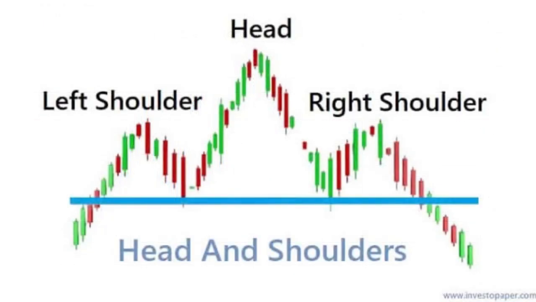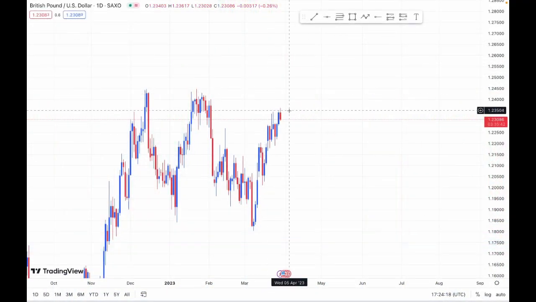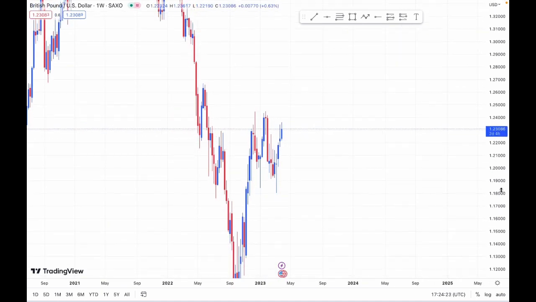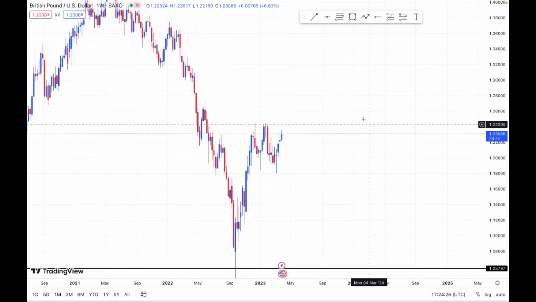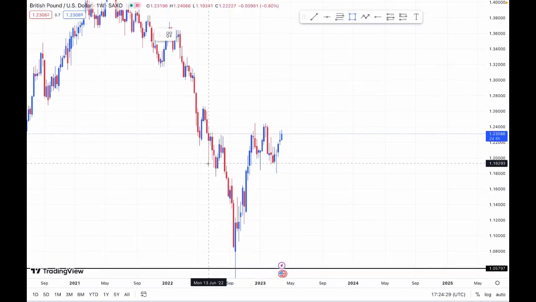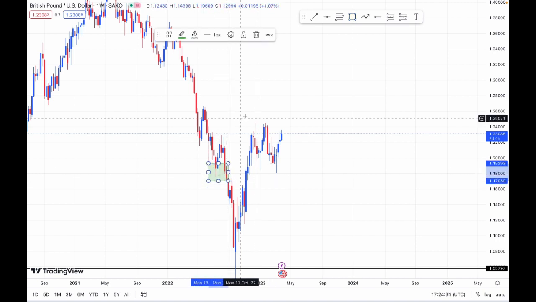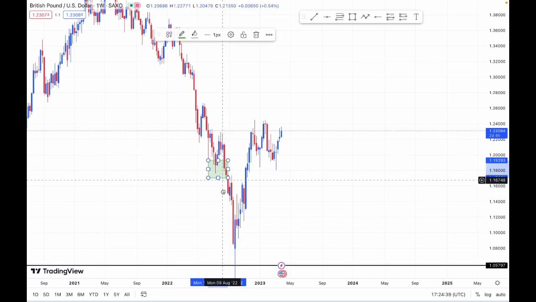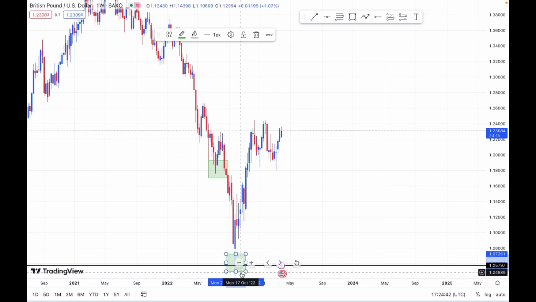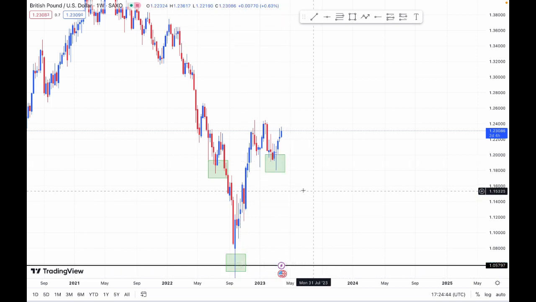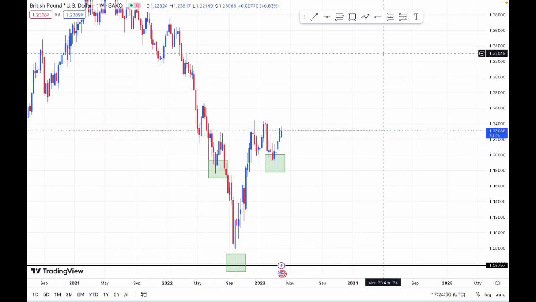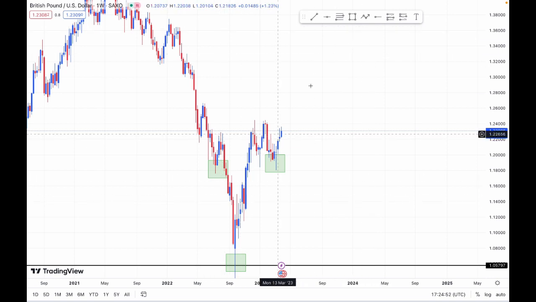Now head and shoulders patterns don't occur all the time, right? They don't happen all the time, but when they do happen, they are extremely powerful. Here's one example of a head and shoulders. So this is a left shoulder, and then this is a head, and this is the right shoulder. So head and shoulders is a very good indication that a trend is about to change direction.